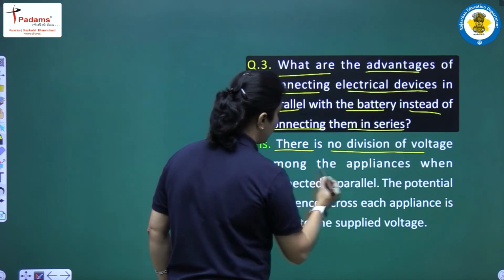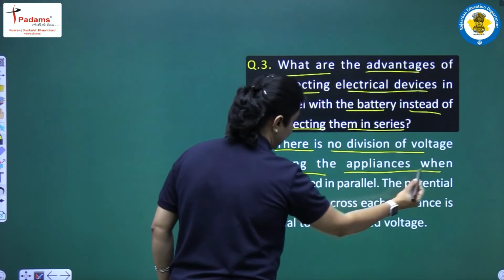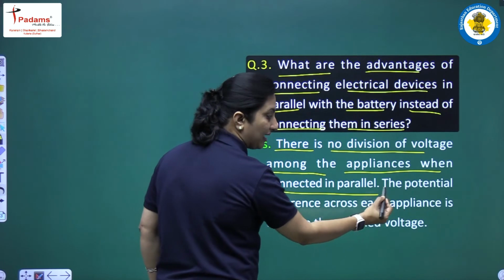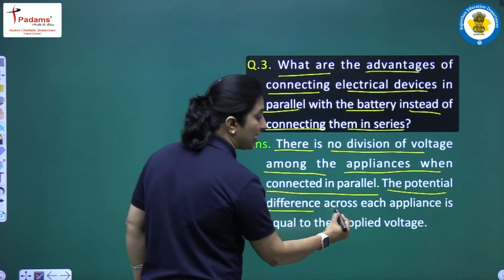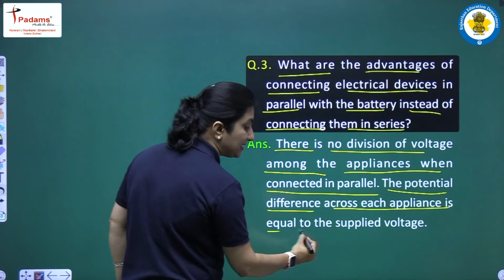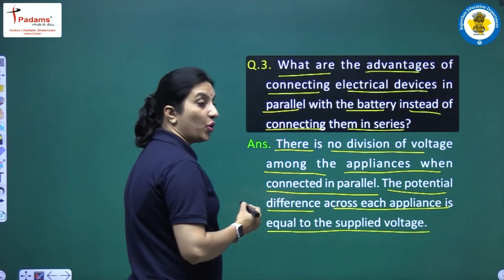There is no division of voltage among the appliances when connected in parallel. The potential difference across each appliance is equal to the supplied voltage.